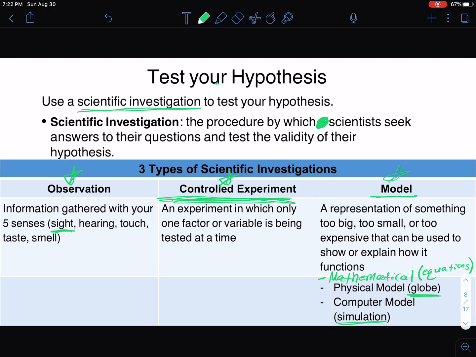Now, what we're going to be doing is continuing with this section by looking at the controlled experiment.